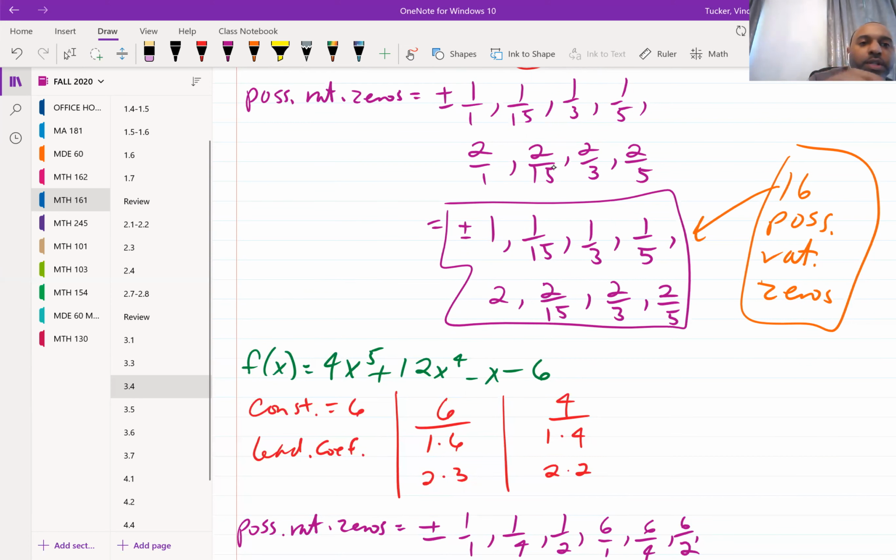So let me put an equal sign right here. So our constant is 6, leading coefficient is 4, factors of 6, 1 times 6, 2 times 3, factors of 4, 1 times 4, 2 times 2.